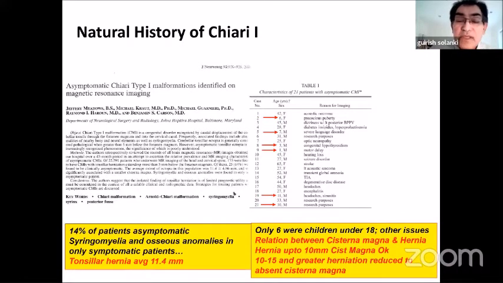But one thing that was clear from the study was that there is a relationship between the size of the cisterna magna and the herniation. So if the hernia is up to 10 millimeters, the cisterna magna is still okay. Once the hernia is more than 10 millimeters, going to 10 to 15 millimeters, then the cisterna magna becomes reduced and ultimately becomes absent.